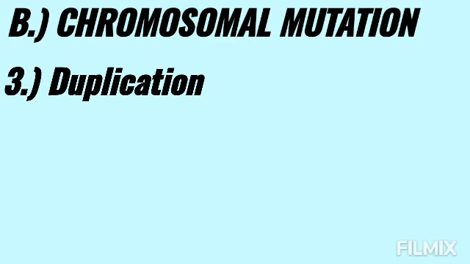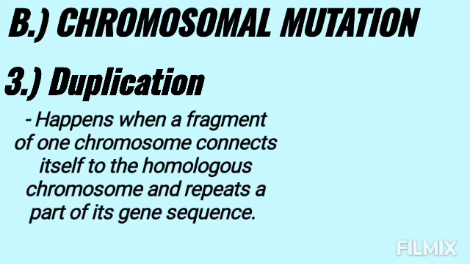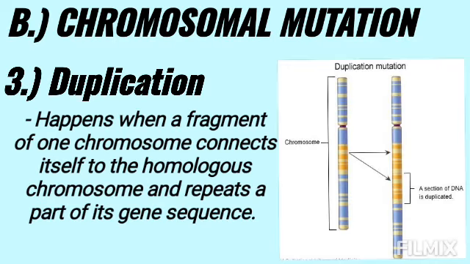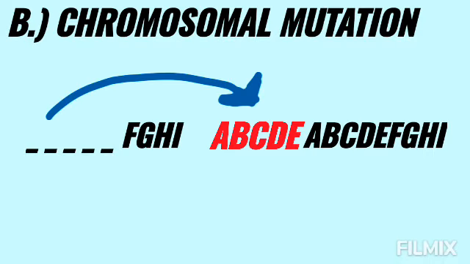Number 3. Duplication happens when a fragment of one chromosome connects itself to the homologous chromosome and repeats a part of its gene sequence. Duplication is exhibited in the following. A segment of the first chromosome has transferred to a homologous chromosome, repeating the section ABCDE.